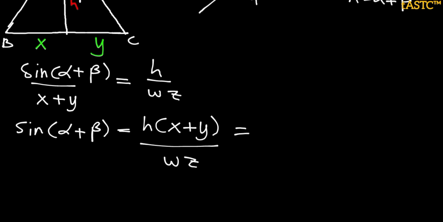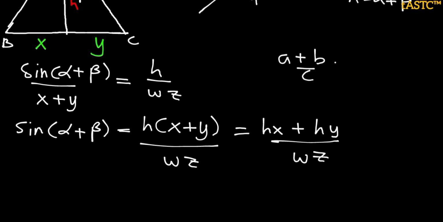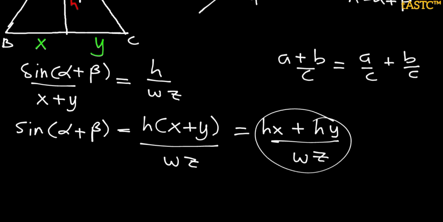Now if I wanted to FOIL this bracket, that is going to be H multiplied by X, that is going to be HX plus HY. This is all divided by WZ. Now if I had an A plus B divided by C, I could well split this into A divided by C plus B divided by C. So that is exactly what I want to do with this.